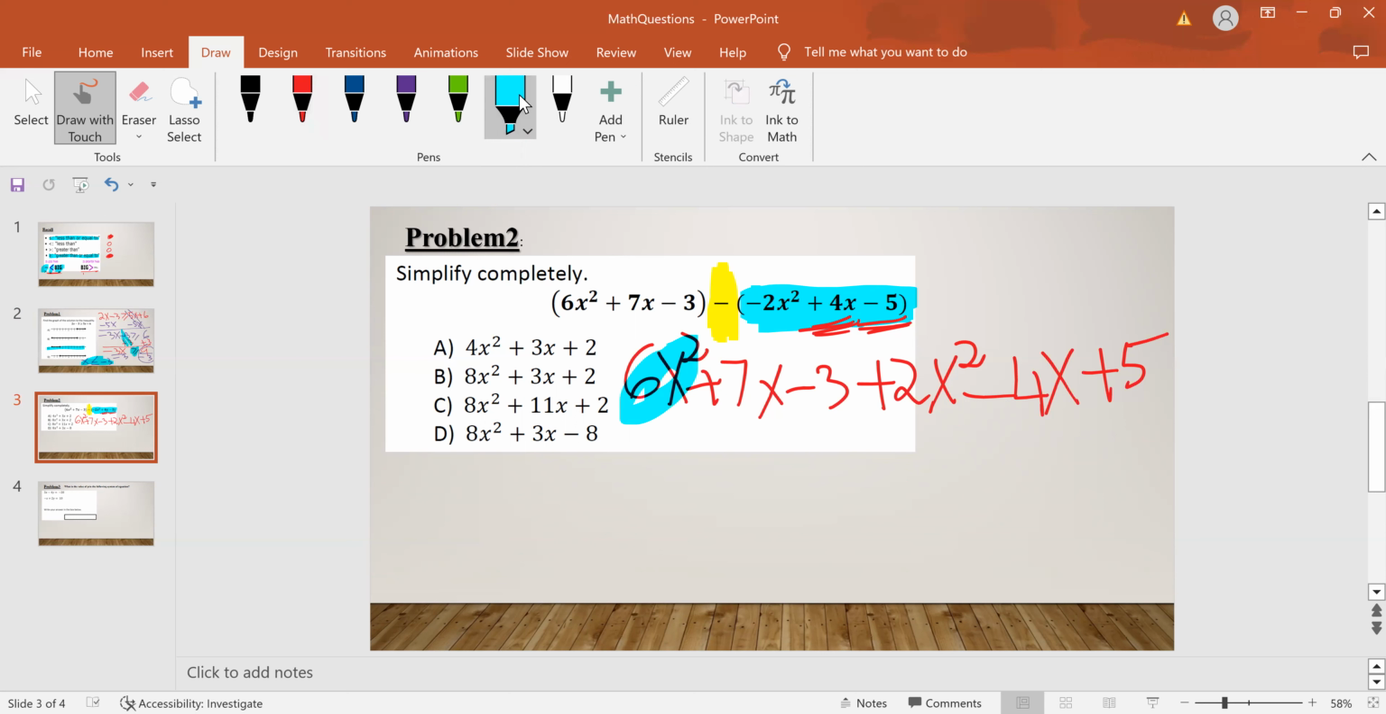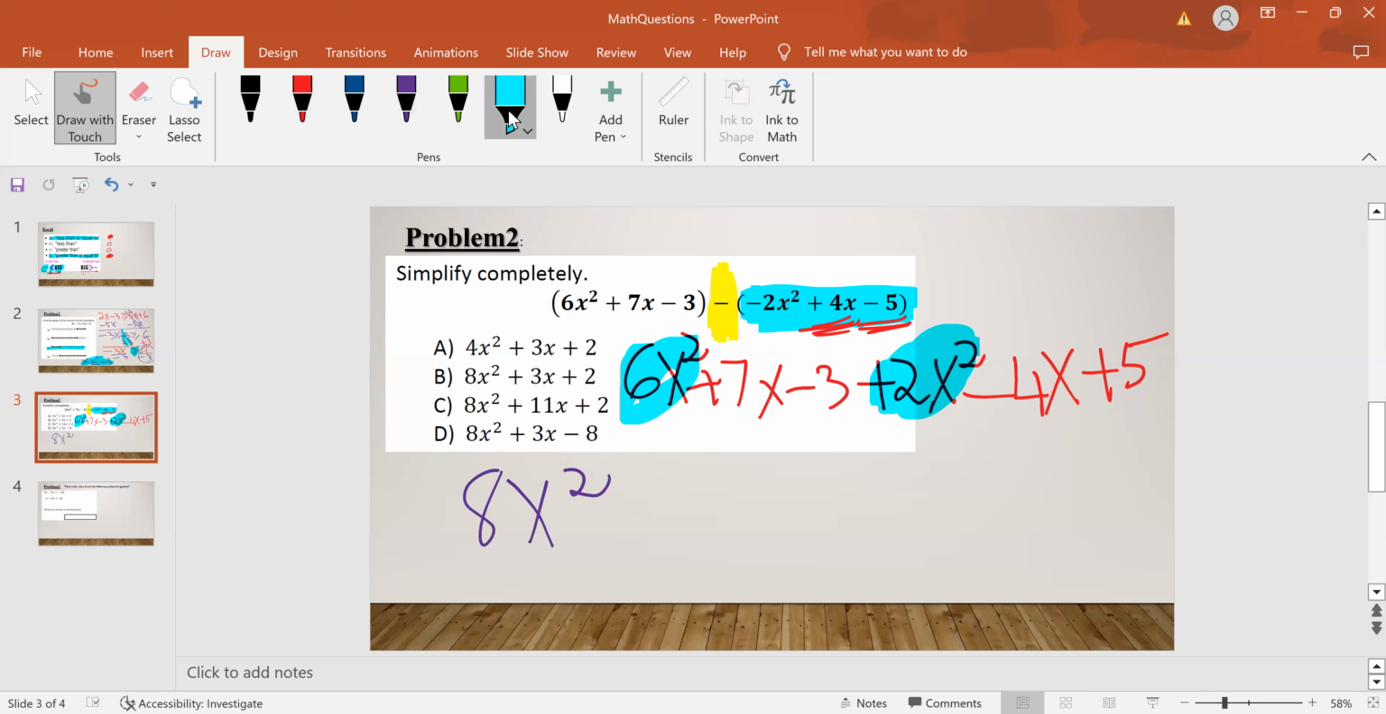So 6x squared and 2x squared are like terms. Why are they like terms? Because both are sharing x squared. They have x squared in common. So we're going to combine their coefficients, which are 2 and 6. 2 and 6 are positive, so it's like you have 2 plus 6. That will be 8. So we're going to have 8x to the second power.